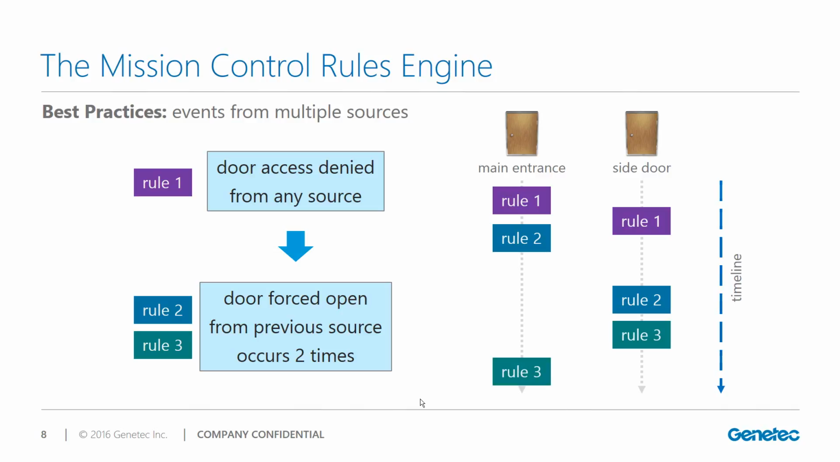After that, we get a door forced open on the main entrance again, and that's going to complete the incident, and we're going to get an incident pop up on the main entrance on our map. So this is really exactly what we do want to see. We want the incident to happen for the specific entity, and not to have the different events that come in get mixed up and trigger different parts of different incidents.